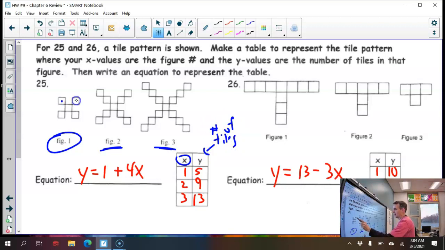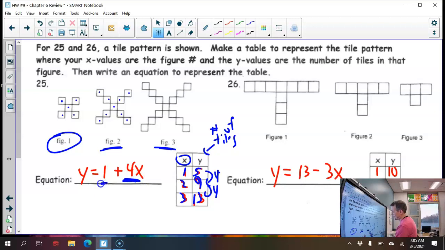So this first one had 1, 2, 3, 4, 5 tiles, which is why I put 5 in. The second figure had 1, 2, 3, 4, 5, 6, 7, 8, 9 tiles. I put 9 in. The third one had 13 tiles. And now this is no different than what you were doing before in the last questions, 24 and 23. First, you need to figure out how much the y is going up each time. Well, it's going up by 4 each time. So my equation is going to have a 4 here, right?